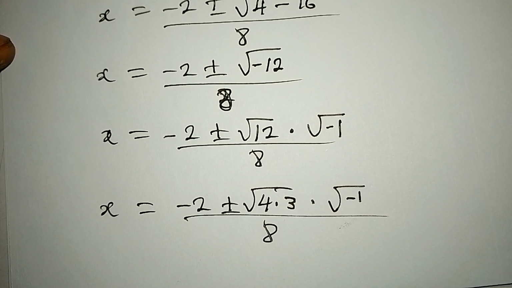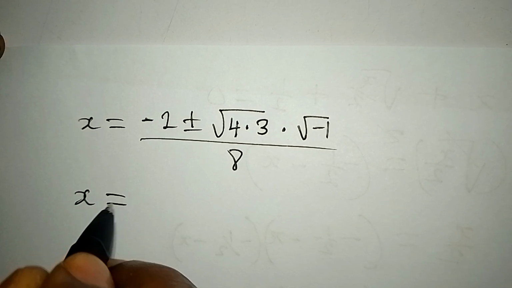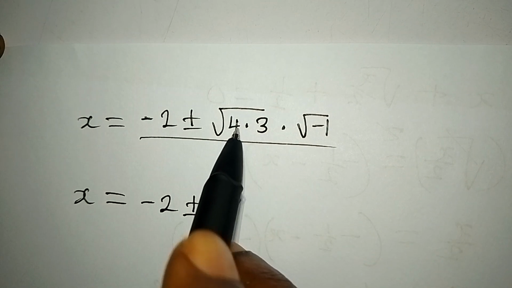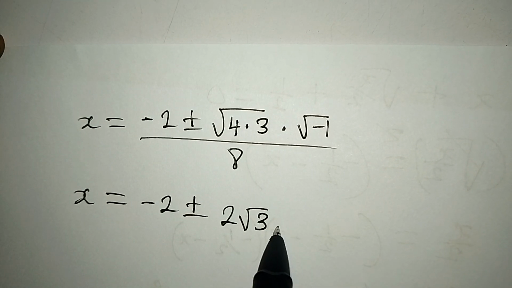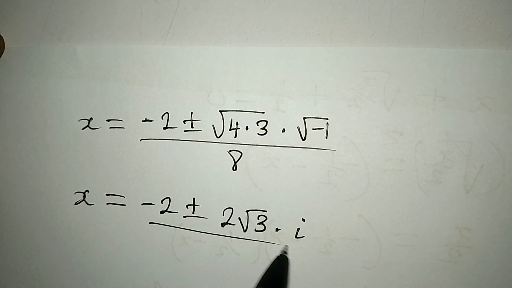Now, what will I do from here? Okay, so this is where I am. X is now equal to minus 2 plus or minus the square root of 4, and that will give us 2. So we have 2 root 3, then multiplied by the square root of negative 1, which is imaginary. This is over 8.